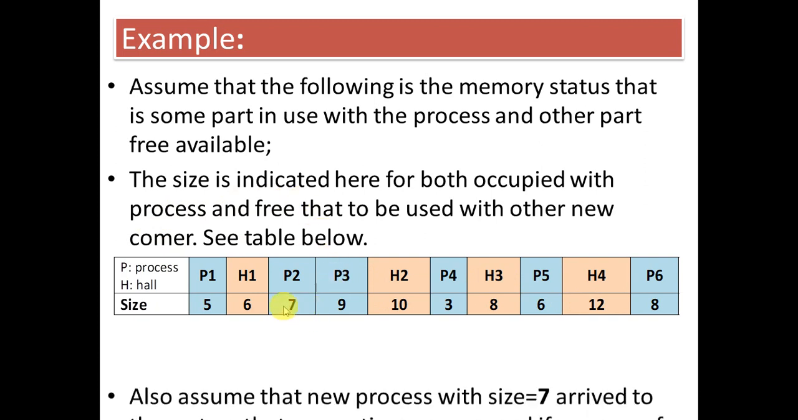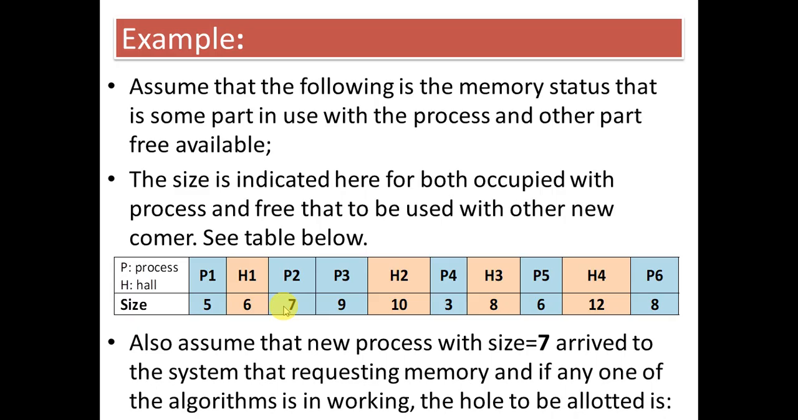Again, assume that a new process of size 7 arrives at the system requesting memory. Whichever algorithm is working, there might be best fit, first fit, next fit, assume any one is working there. To allot for this process, we need 7 free blocks, and the working algorithm is to allot a free location for this process.